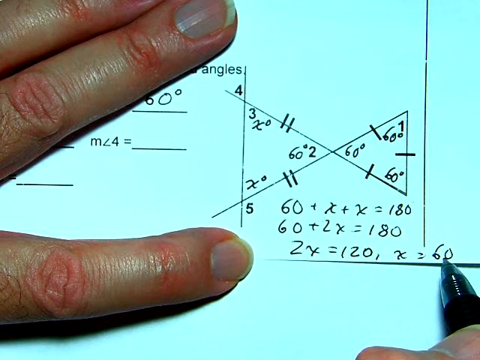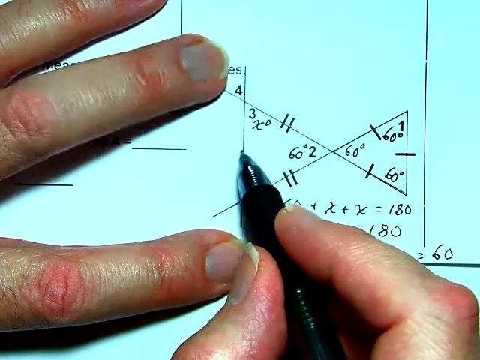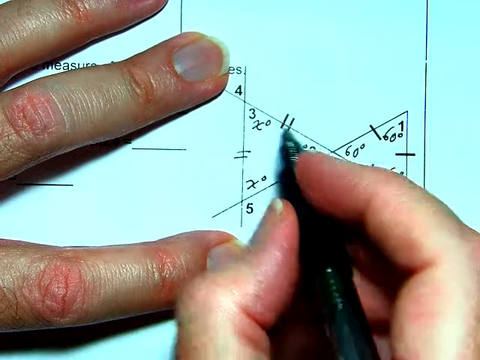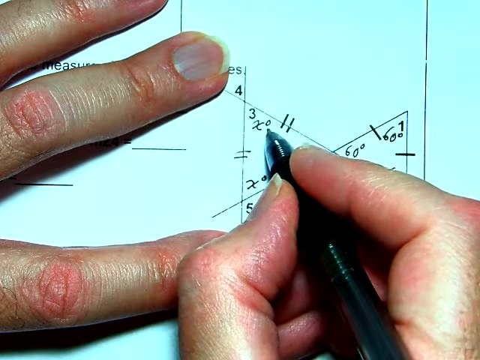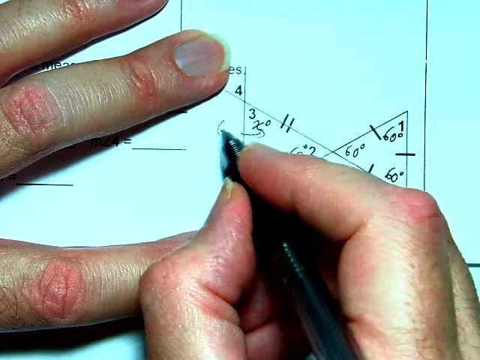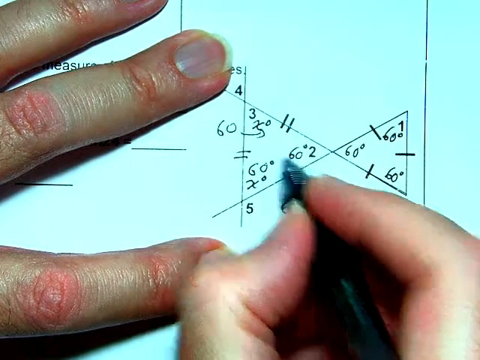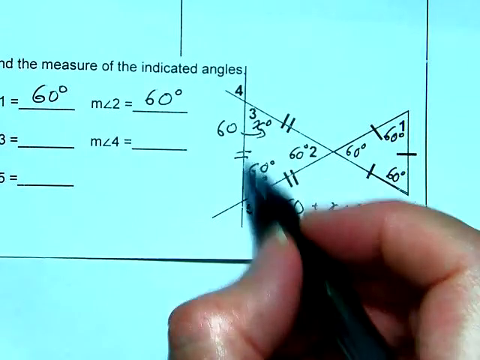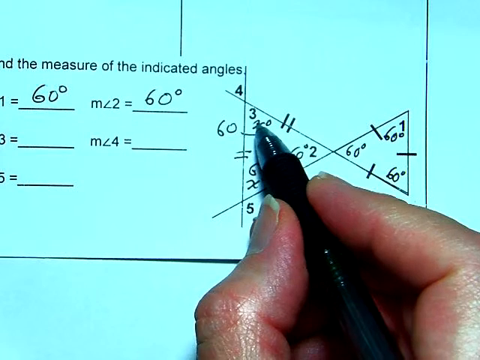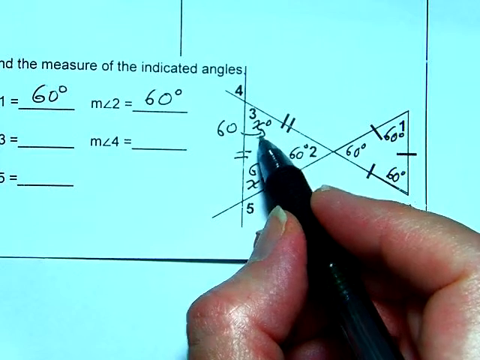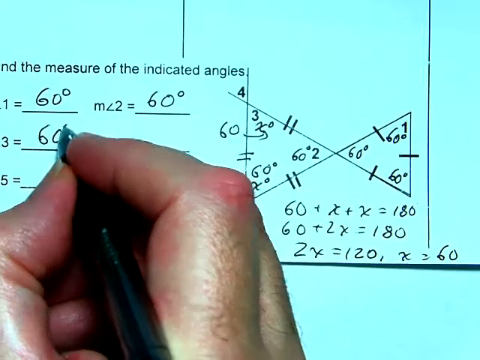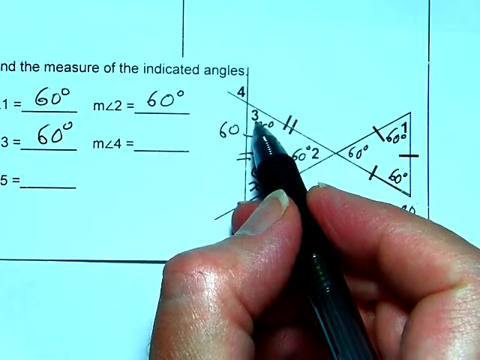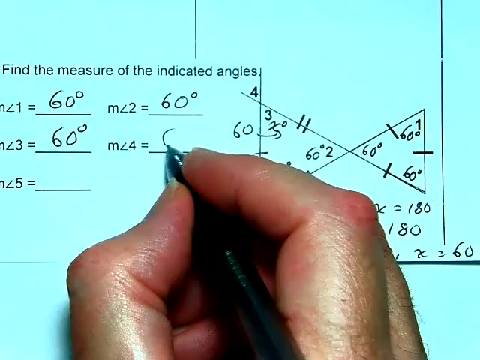So it turns out that this third triangle is also an equilateral triangle. Its two remaining angles are also 60 degrees. So this is 60 degrees, and this is 60 degrees. So now we know these angles, which means that we know angle 3 is 60 degrees. So we can put down 60 degrees for angle 3. And angle 4 is vertical to angle 3, so therefore angle 4 is also 60 degrees.